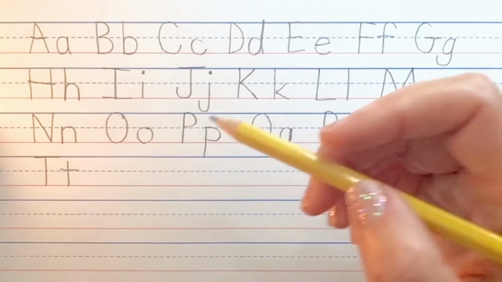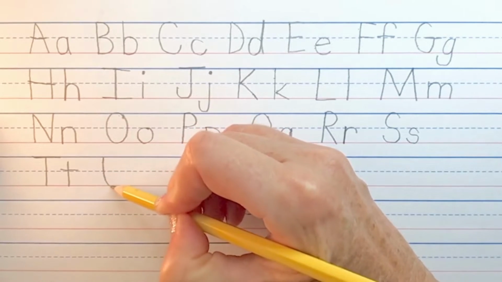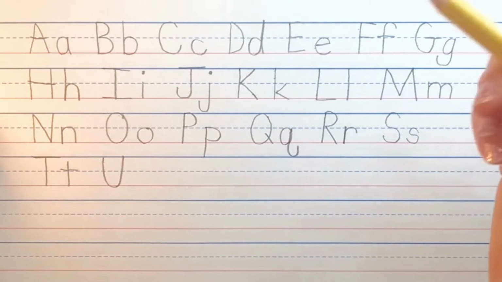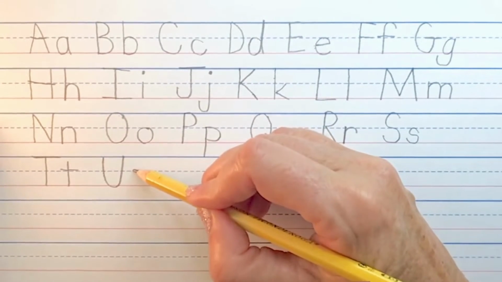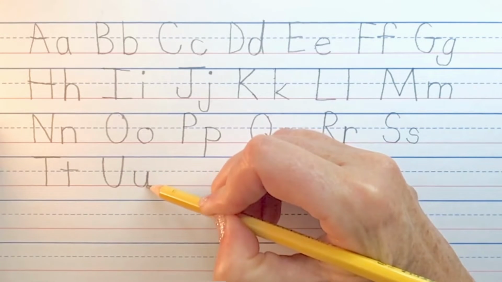Let's do the letter U. Start at the top, pull down, touch the bottom, push up. Lowercase U, start in the middle, pull down, push up, touch, and pull down.